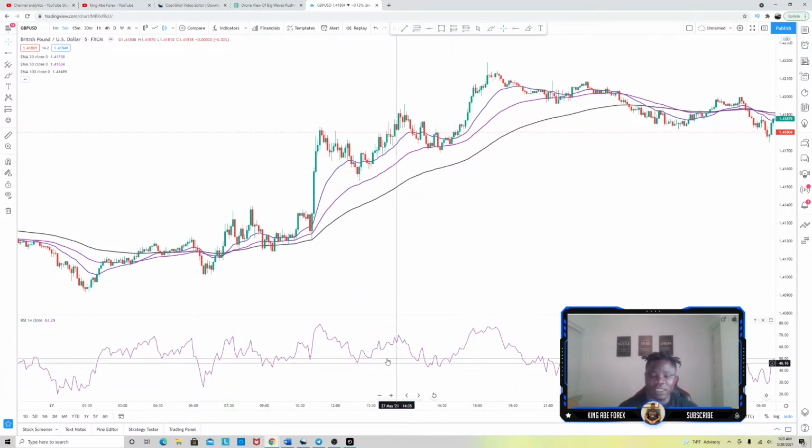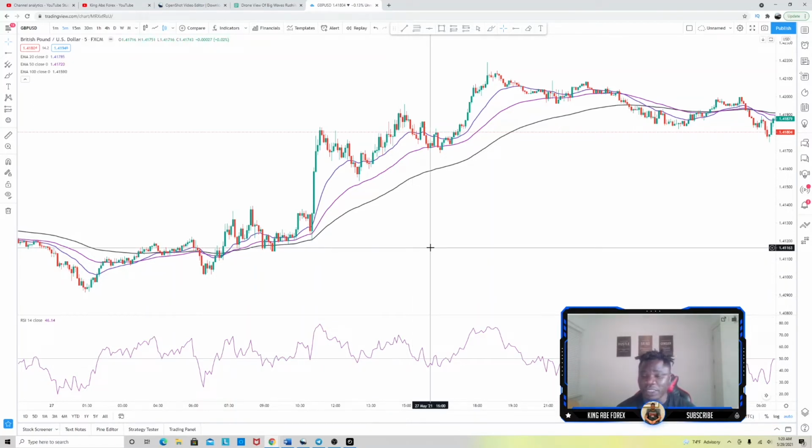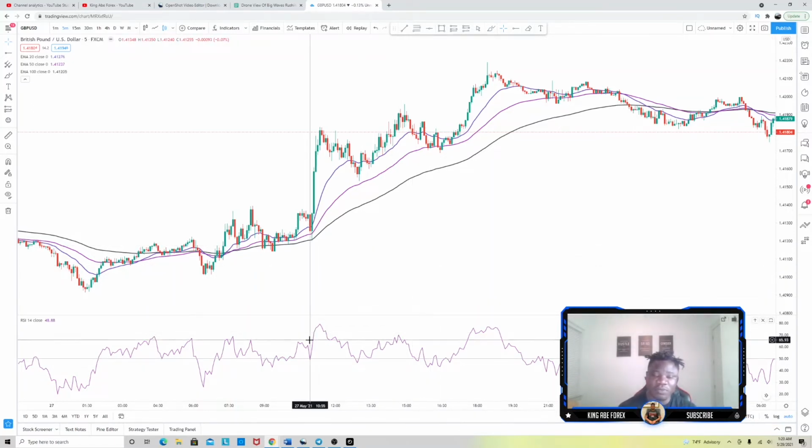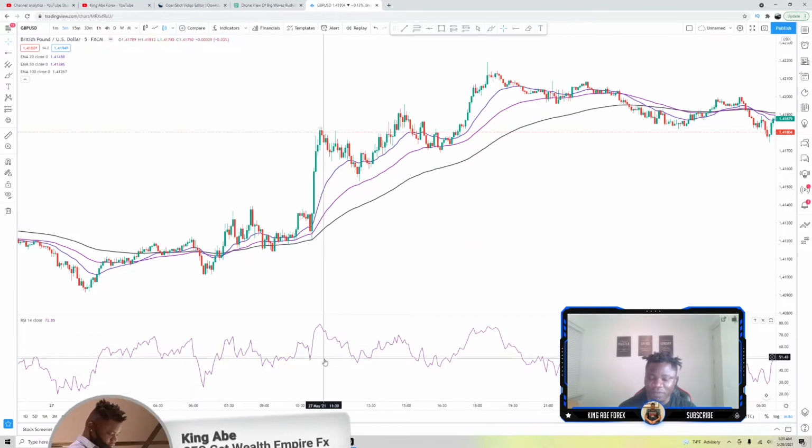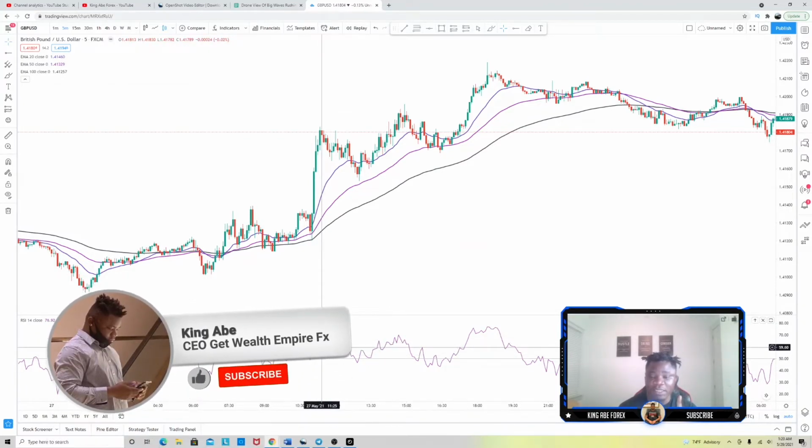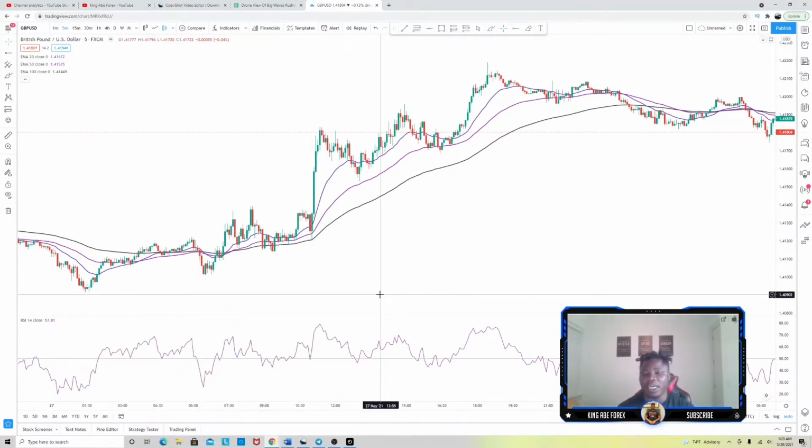Now this line over here is your 50 line. That's what you need to be looking out for. When RSI is above the 50, it means buy. When it's below the 50, you simply sell. But you need more confirmation, and you combine that confirmation with your RSI for your entry, which I'm going to be showing you in this video.